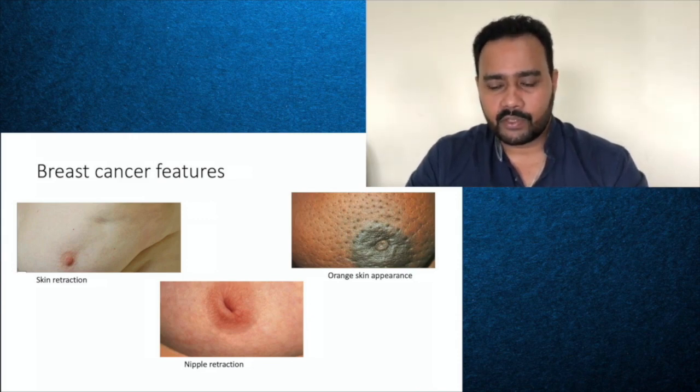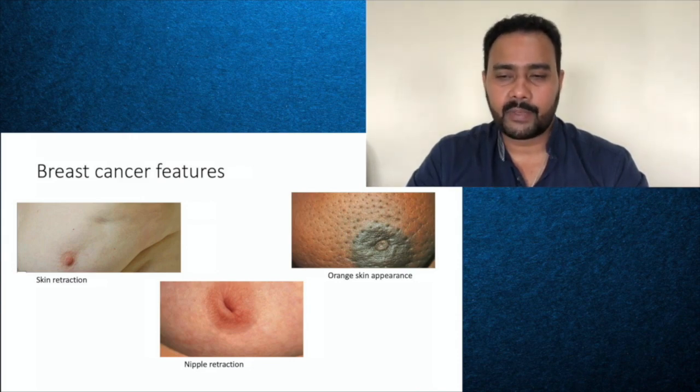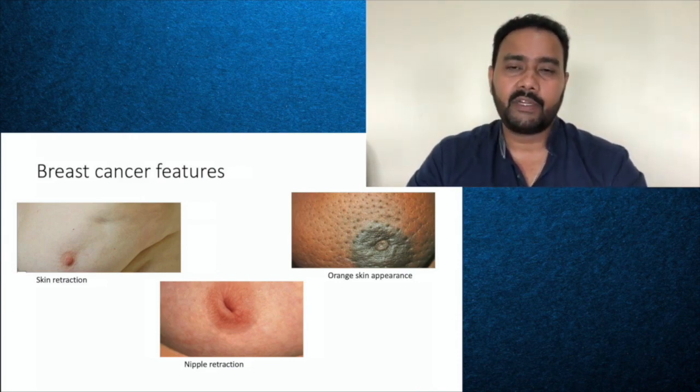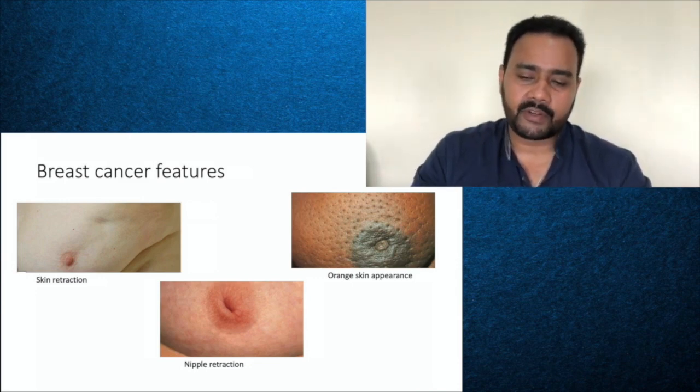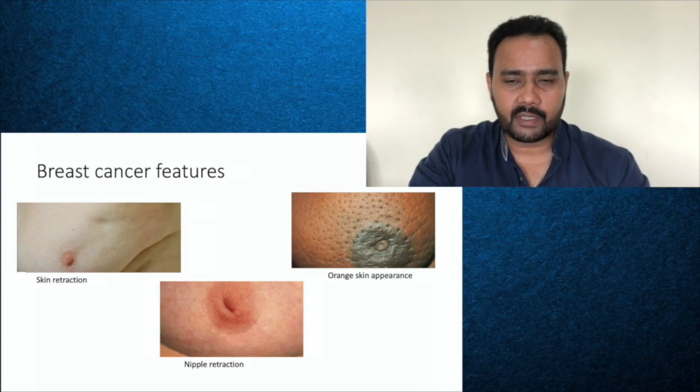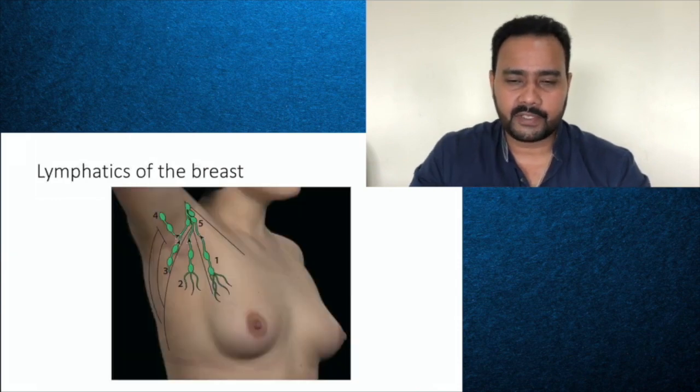Whenever the tumor infiltrates the lymphatics, they develop a lymphedema, that is orange skin appearance, as well as people will develop a nipple retraction. So this nipple retraction is the third one. So this is important about the breast cancer features.